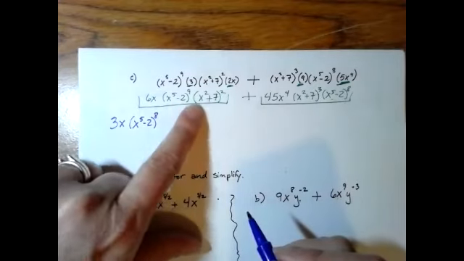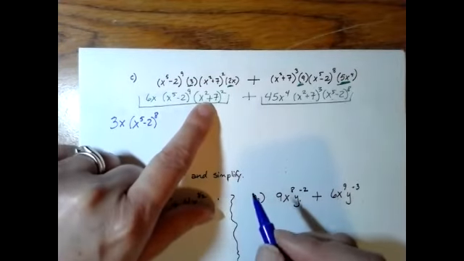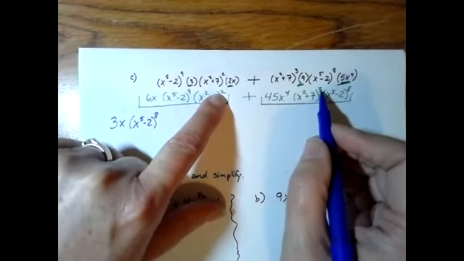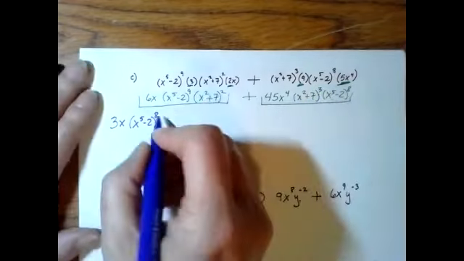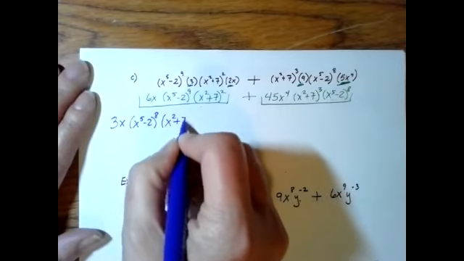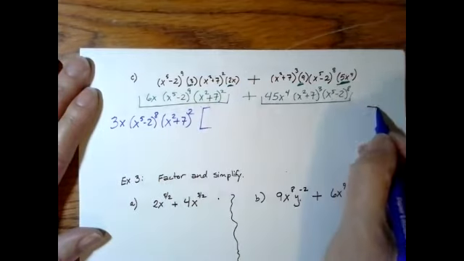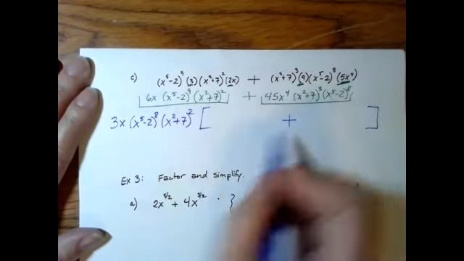And then I'm almost done. I've got this quantity, x squared plus 7. It shows up in both terms. We've got a power of 2 and a bigger power of 3. We take the smaller power. So we're going to take x squared plus 7 to the 2nd power. Bracket plus, bring the plus in.